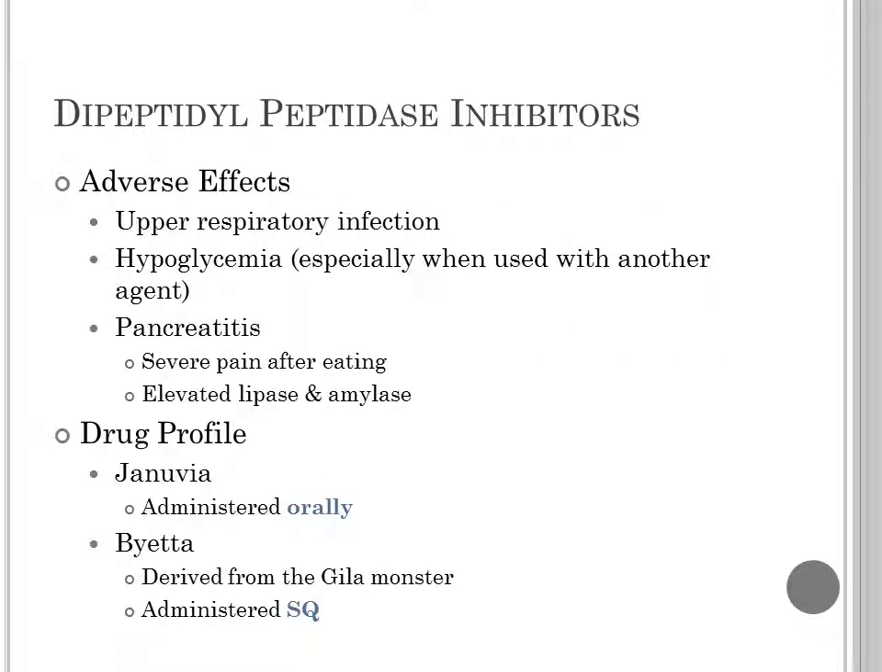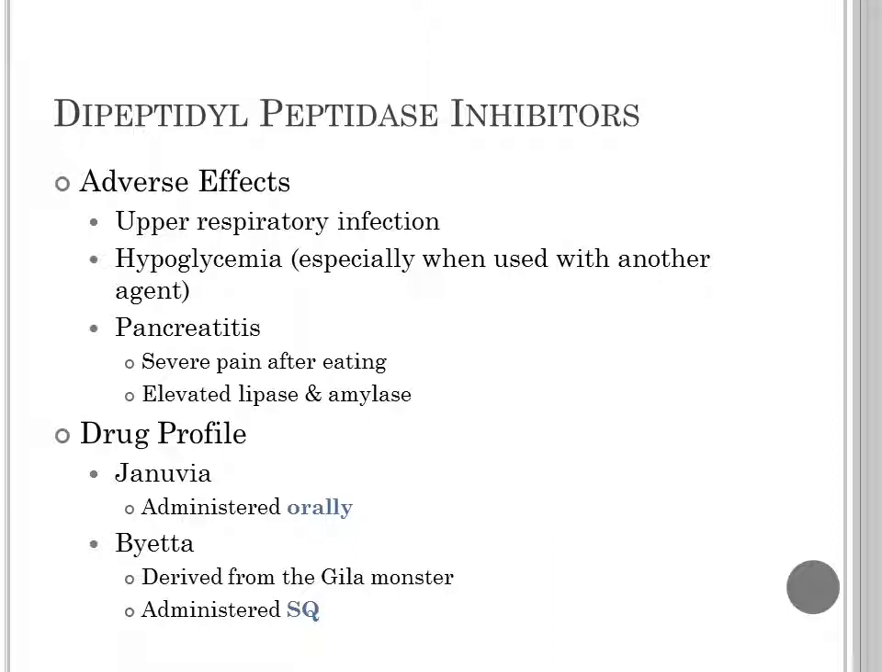Adverse effects of this group of medications: a weird upper respiratory infection is one of them. It's not that it's a weird upper respiratory infection, it's just weird that these drugs cause it, and I honestly have no idea why. So if somebody wants to look into that and let me know, that'd be awesome. Just know that for some reason these drugs can increase your risk of coming down with an upper respiratory infection. And then hypoglycemia, especially if it's used with another agent such as a sulfonylurea that has hypoglycemia associated with it as well. Then the last side effect would be pancreatitis.